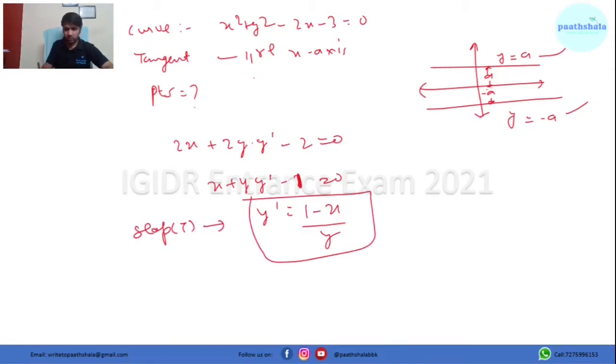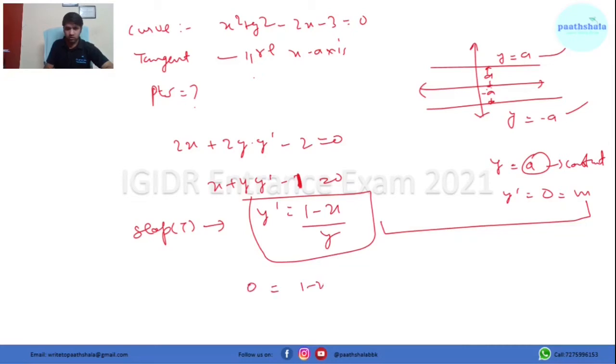Now we have the tangent in the form of y equals to a, which is nothing but some constant. If you differentiate, this will come out to be 0. This is again the slope. So this slope and this slope should be equal. Let's equate it to 0. So 1 minus x upon y equals to 0. This implies that 1 minus x equals to 0, implying x equals to 1.